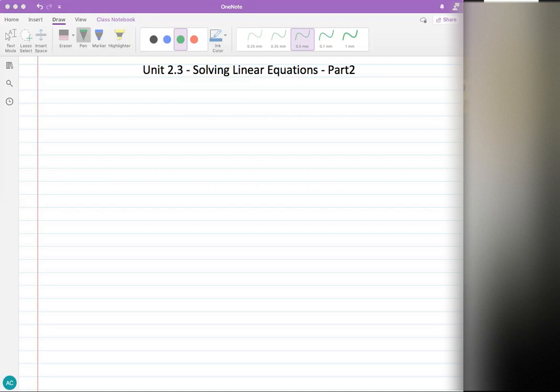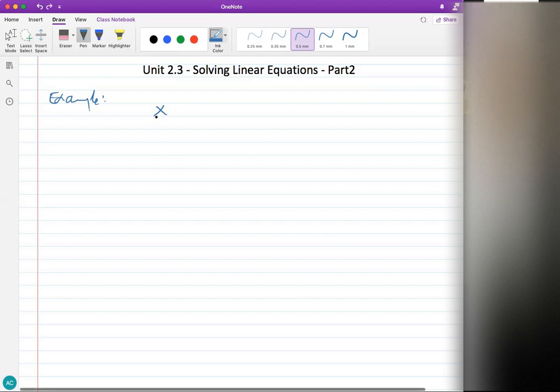All right, so let's look at some examples of equations with fractions. The first example would be an equation that looks like this: x over 4 equals 3. You want to get the x by itself. So we want to solve this, meaning we want to find the value of x.